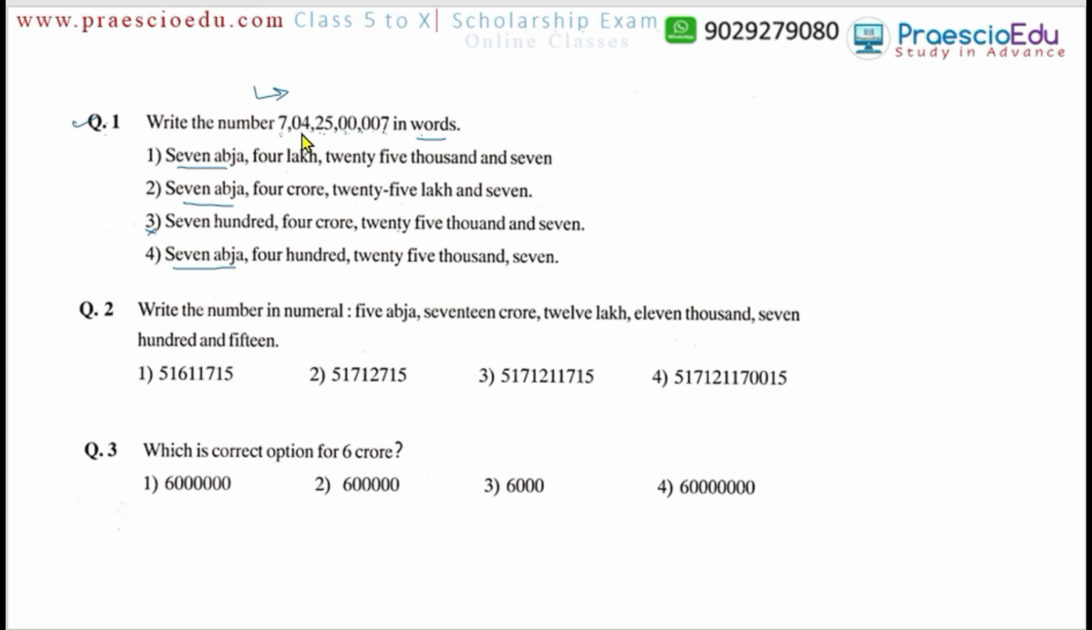Next, 4 crore. Here 4 lakh is mentioned, so this is wrong. Now 4 crore is mentioned here, but in option 4, 400 is mentioned. No, which is also wrong. Now we have only one option, option number 2. We will continue our reading. So 25 lakhs. We will check the 25 lakh. Okay, this is correct. And then 7 and 7. So option number 2 is the correct way.